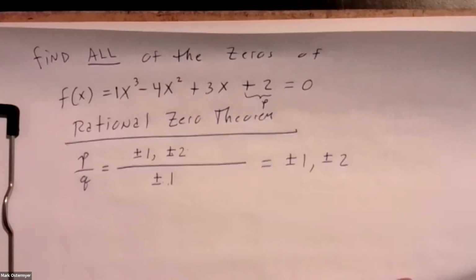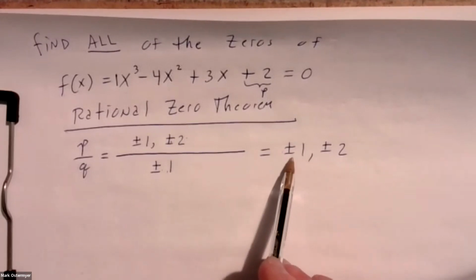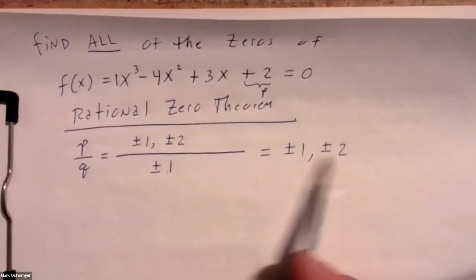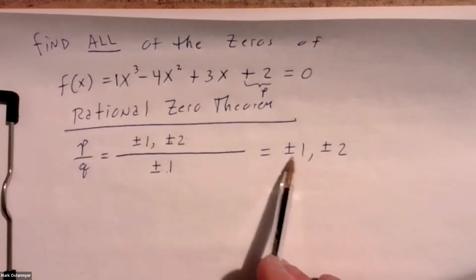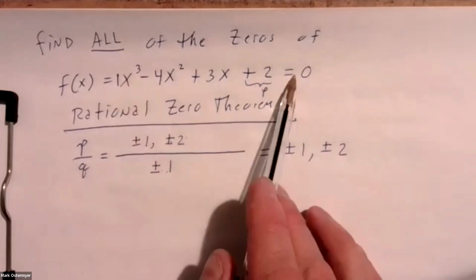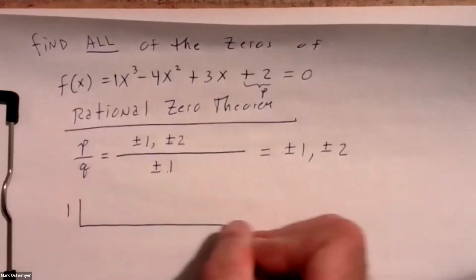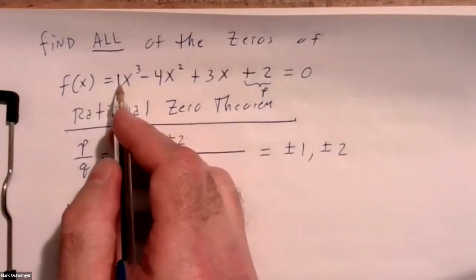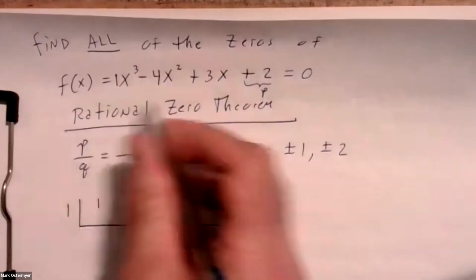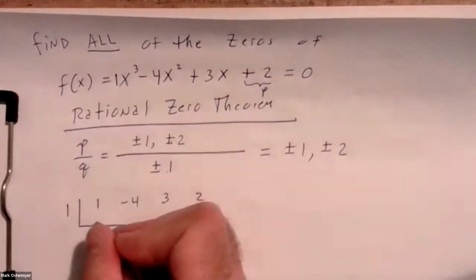Here comes the trial and error portion now. Using synthetic division and the remainder theorem, we're going to pick and choose from this list here, and we're going to see which one of these gives us a zero remainder when they synthetically divide into the coefficients of this polynomial. Let's try 1 first. We're going to divide 1 into the coefficients of this polynomial. So we got 1, negative 4, 3, 2. Notice no placeholders necessary.